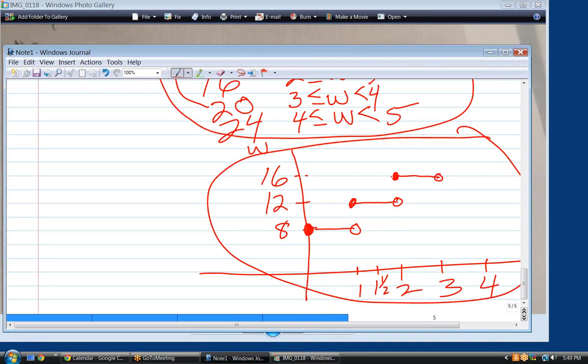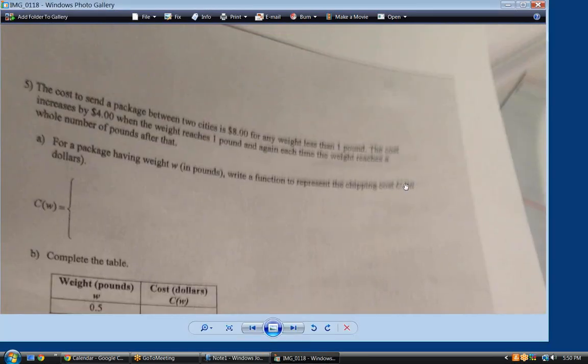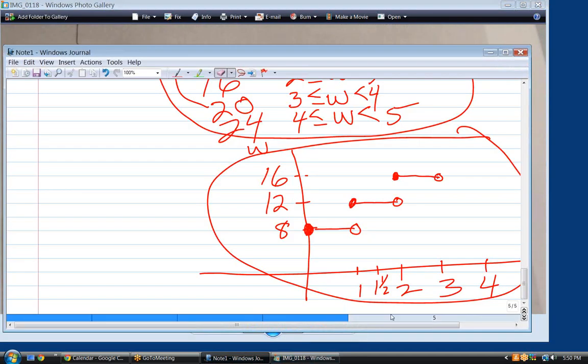$2, you've got an open circle and a closed circle. Which value are we going to use for our cost? 16. Yes. In other words, we use this one here, because when W is 2, you're not down here in the open circle, you're up here when it's precisely 2. And that's what the word problem says: when we reach the next whole number, which would be 2, we go up by another $4. So at 2, the cost is going to be 16.